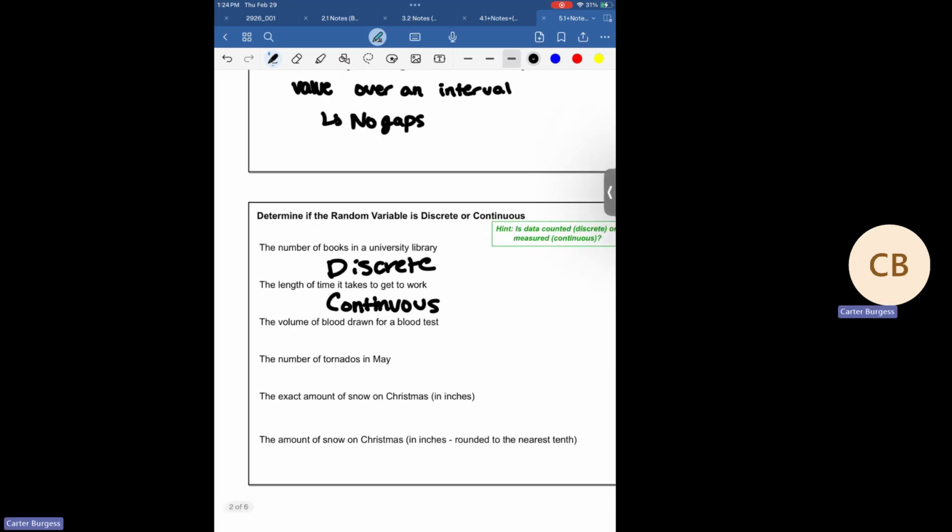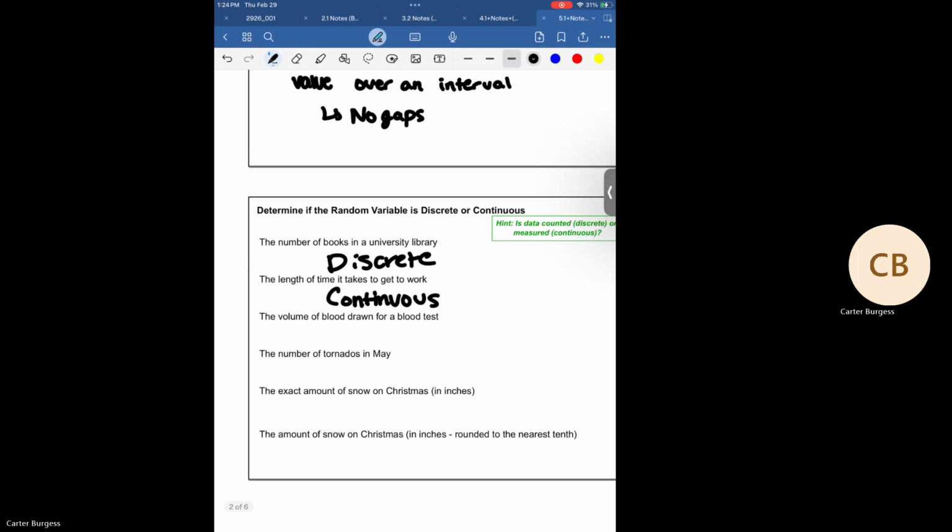Okay. Volume of blood drawn for a blood test. Continuous. Think about like literally the thing filling up as we go. It's not like it just increases. It's a gradual kind of filling up. We occupy every single value between 0 and whatever our endpoint is. Number of tornadoes in May. Discrete. Can't have a fraction of a tornado, but even if we couldn't have like an irrational number, we couldn't have pi tornadoes happening in May. Right? That wouldn't make sense.